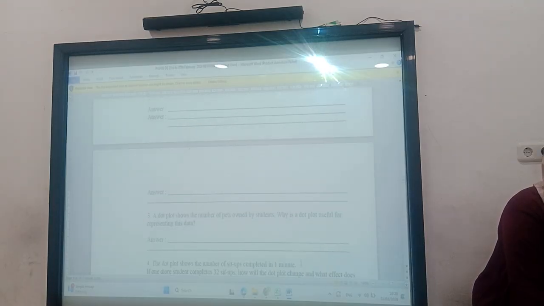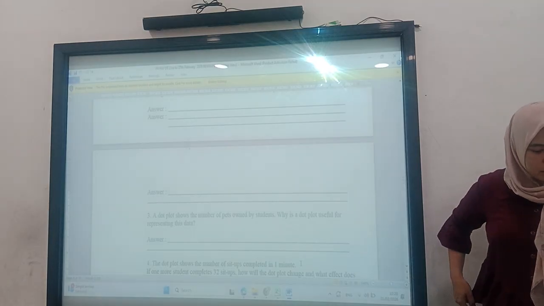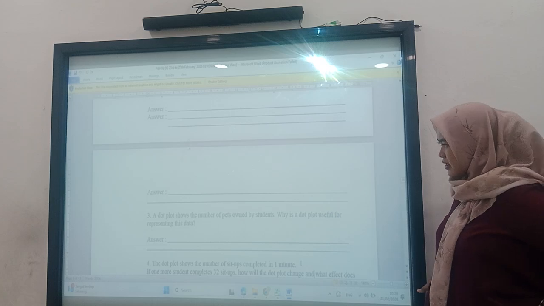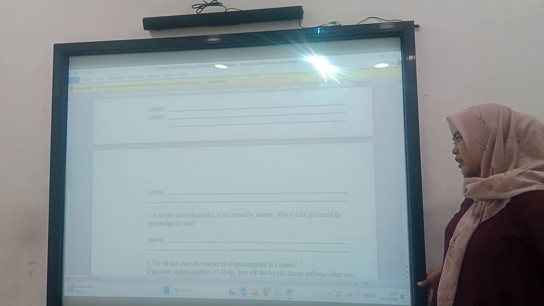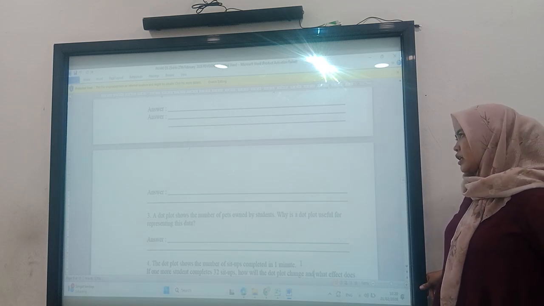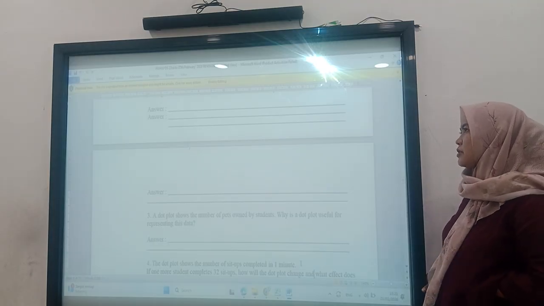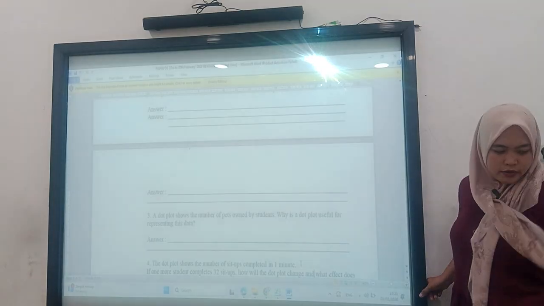Just turn to number 3. The dot plot shows the number of pets owned by each student. Why is a dot plot useful for representing this data? Okay, the dot plot shows clearly how many pets the students have.